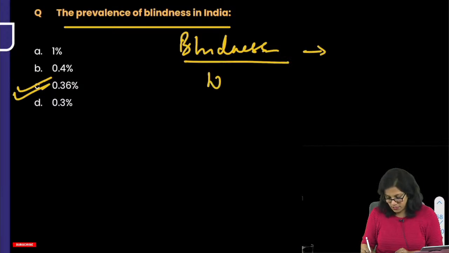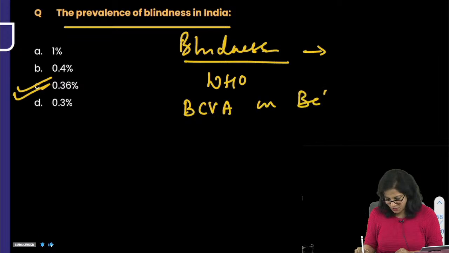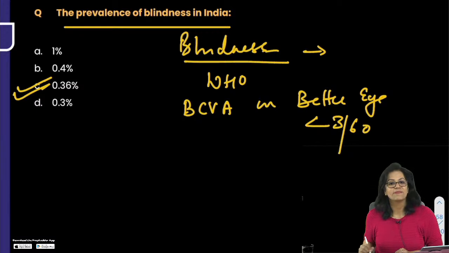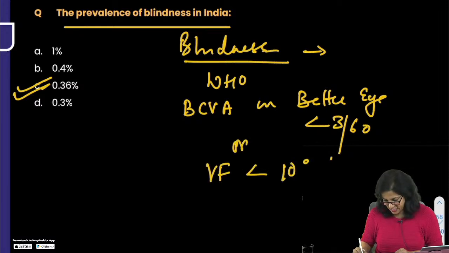So a WHO definition says it is best corrected visual acuity in better eye. Don't forget to say this. Of less than 3/60, or visual field of less than 10 degrees in better eye. This is what is blindness.